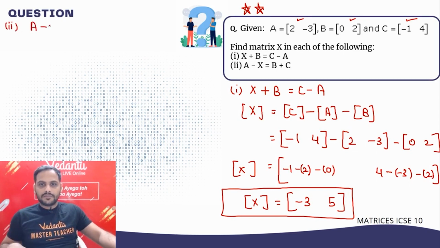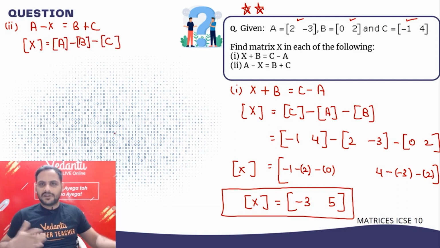Second one is A minus X is equal to B plus C. I can do one thing, guys. Shift X over there, B and C over there. So minus X will become plus X and it will be A minus B minus C. Alright. If you want, you can put these square brackets also. It will show that these are matrices.